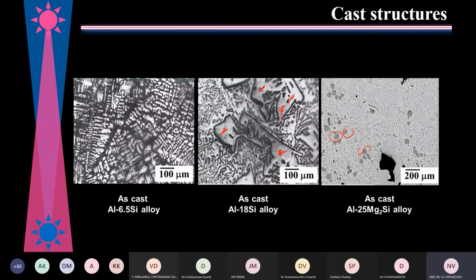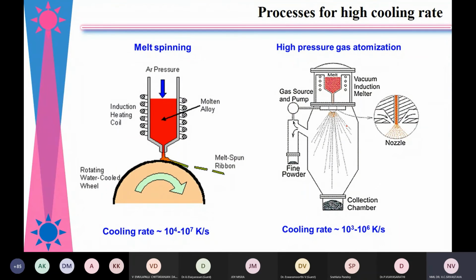For that purpose, people used to apply a high cooling rate. You might be aware that melt spinning and high pressure gas atomization are two processes where you can get a very high cooling rate. In melt spinning, you have a liquid, and this is a rotating copper wheel. When the liquid comes here, it forms a thin layer, and around 50 micron thin sheets go away. The moment it touches this water-cooled copper wheel, it experiences a very high cooling rate, and then the chance of getting large silicon is zero.